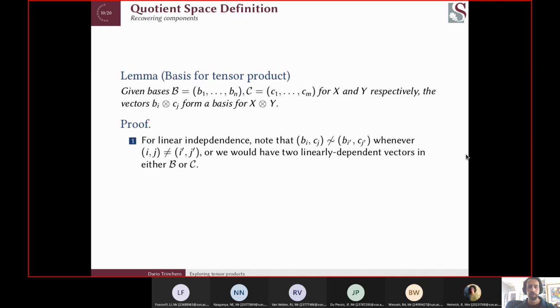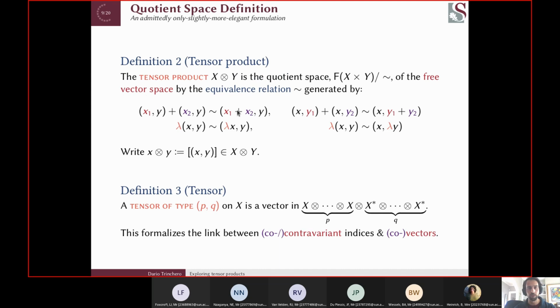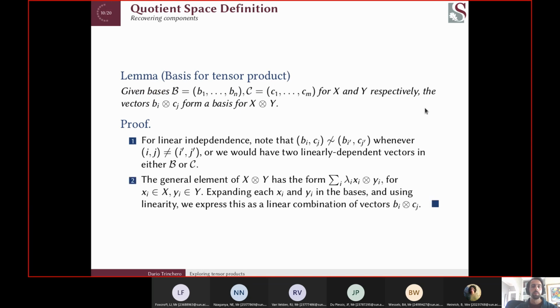And of course, they're not equivalent, because otherwise, if they were, then we would have two linearly dependent vectors in one of the two bases, because each of these equivalence relations was with respect to one component. Okay? So the basis vectors' linear independence translates directly to linear independence of the tensor products of the bases.